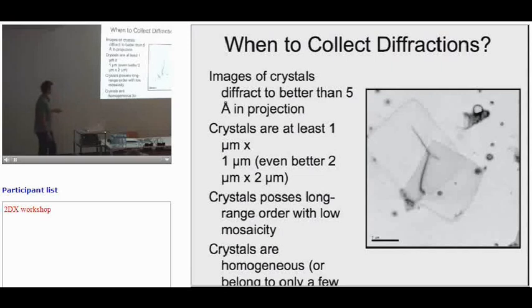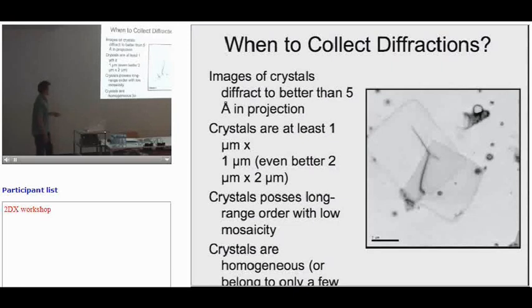So when can you actually collect diffraction? The basic rule of thumb is that if you have crystals that diffract to better than 5 angstroms, then you can probably collect a diffraction pattern. The other thing you need is a larger crystal. You can't collect on anything that's much smaller than 1 by 1 micron. If you have the ability, a 2 by 2 micron or even a little bigger is nicer because you get a higher signal to noise. It's also easier when you tilt because as you tilt, the surface area of your crystal gets much smaller in the plane of the beam.